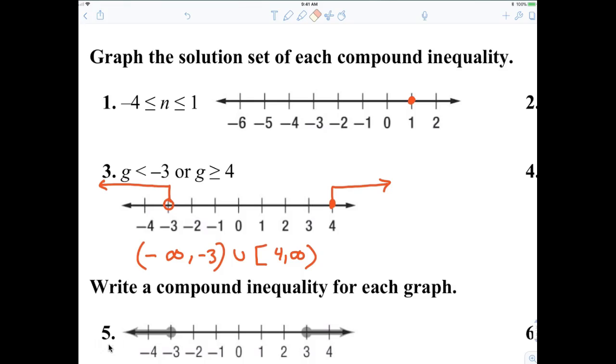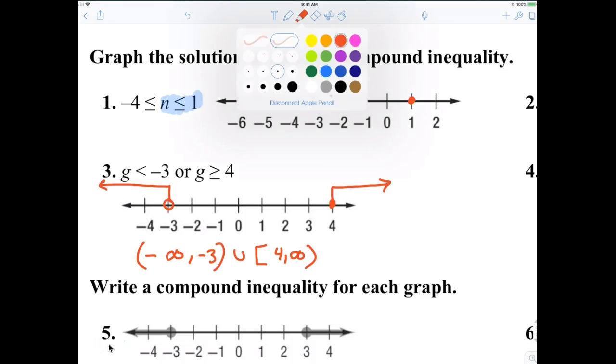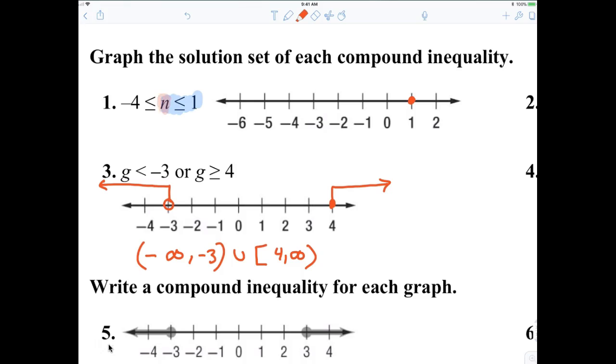All right, I said first, n is less than or equal to 1. Then I read the other direction. n is greater than or equal to -4. Do you understand that? That's how you can read the inequality.